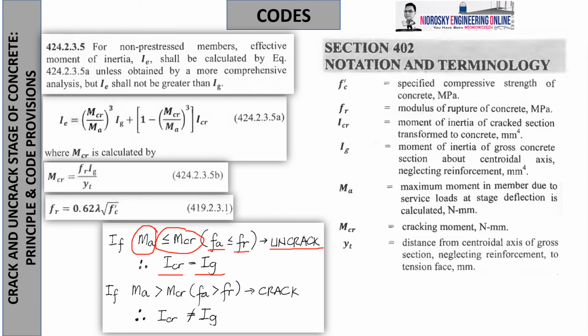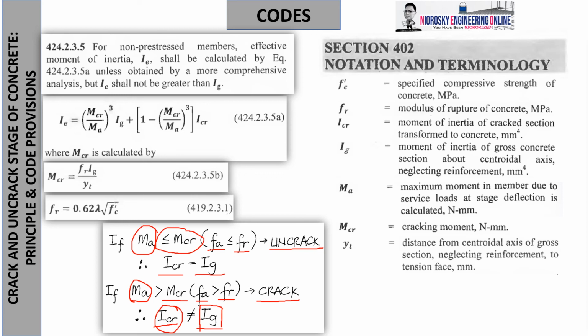If the maximum moment naman is more than the cracking moment, or in the other sense, if the maximum fiber stress under bending is more than the rupture stress or the capability to resist rupture, nag-exceed ka doon, no? Then you're now under crack. So the meaning is you need to install reinforcement and understand the stress involved. And then we can say that the critical inertia is no longer equivalent to the gross inertia. Thus, we need to calculate the true moment of inertia under critical or cracking condition.